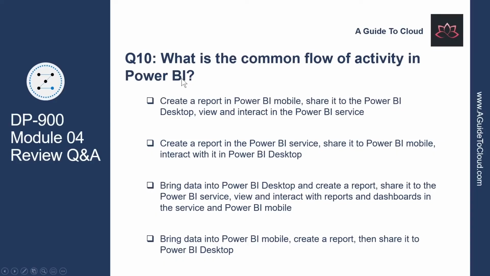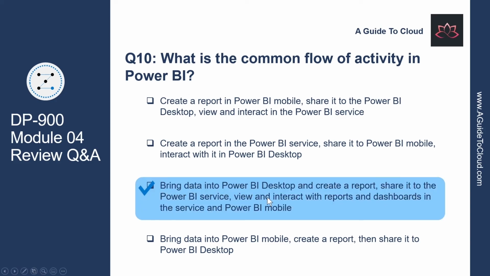Let's look at question number 10. What is the common flow of activity in Power BI? So the correct answer is bring data into Power BI desktop and create a report and share it with the Power BI service. View and interact with reports and dashboards in the service and Power BI mobile. So this is the correct flow. The Power BI service lets you view and interact with reports and dashboards, but doesn't let you shape data.